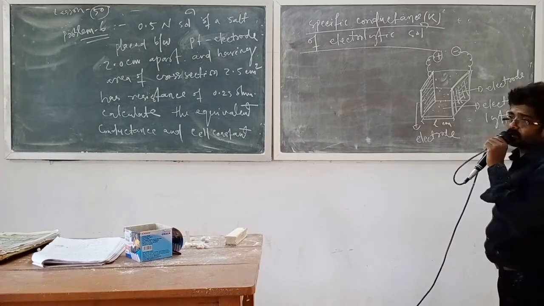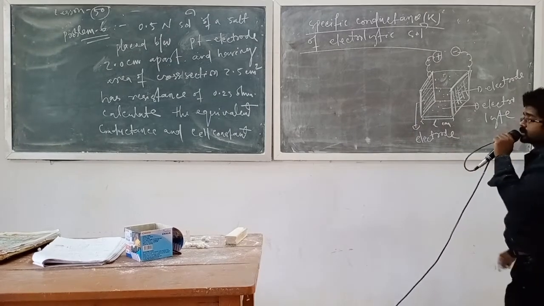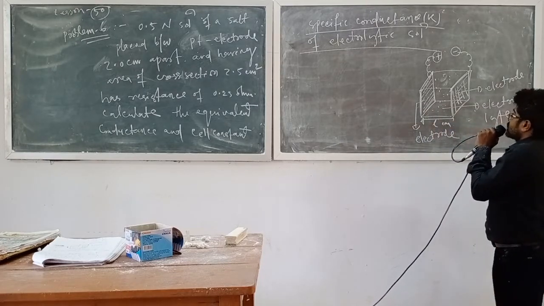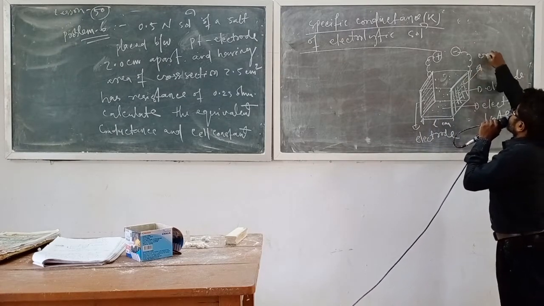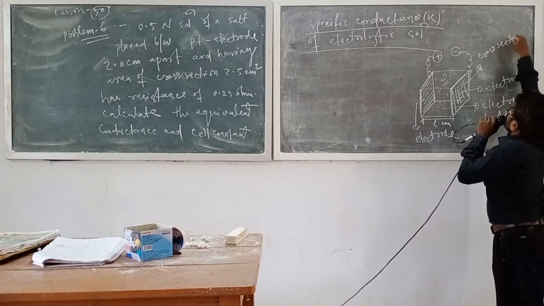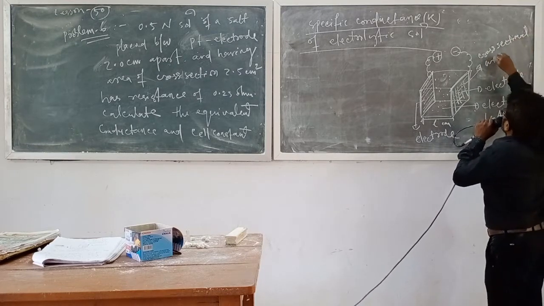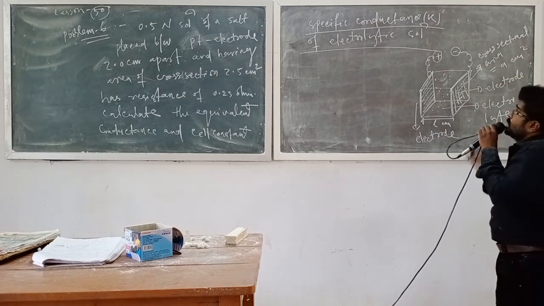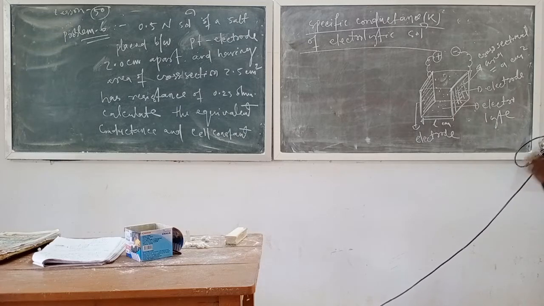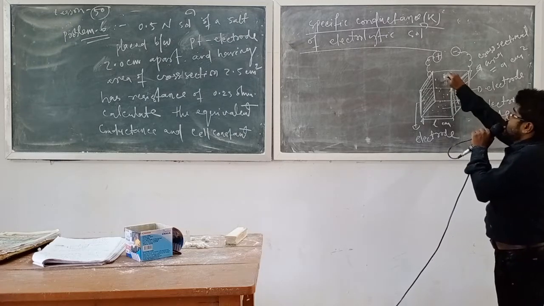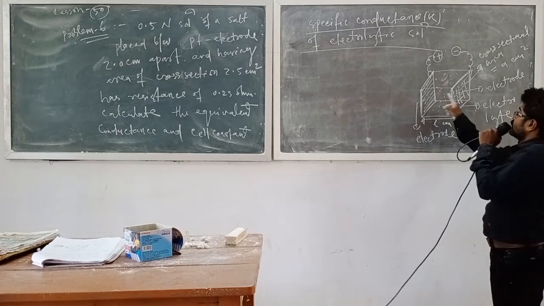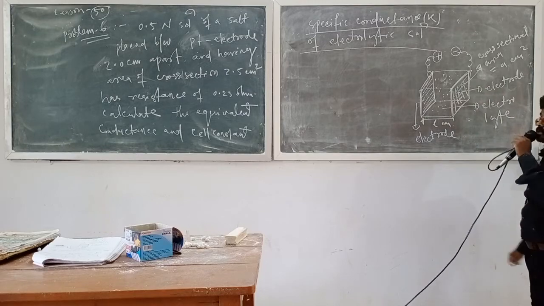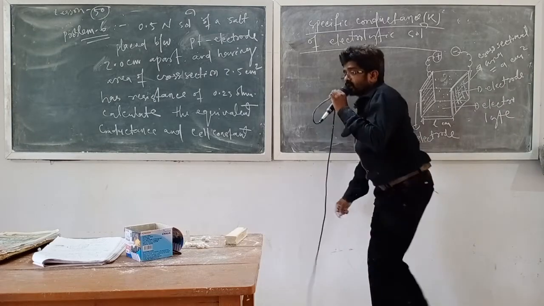First we understand the concept, then we will look at the problem. Suppose the distance between the electrodes is L cm and the cross section area equal to A cm square. Then what will be the specific conductance K of the electrolyte?